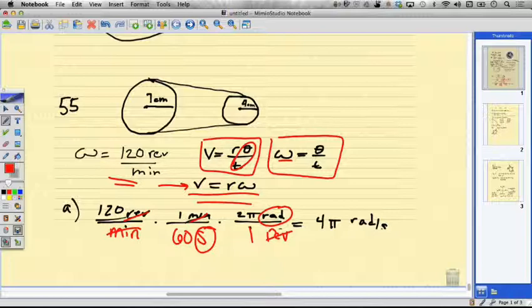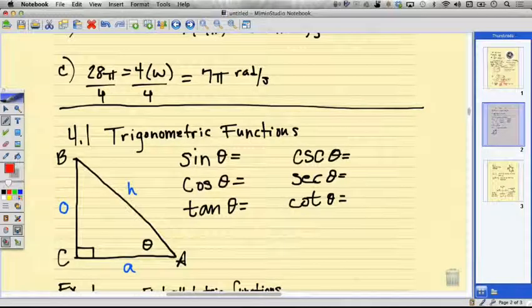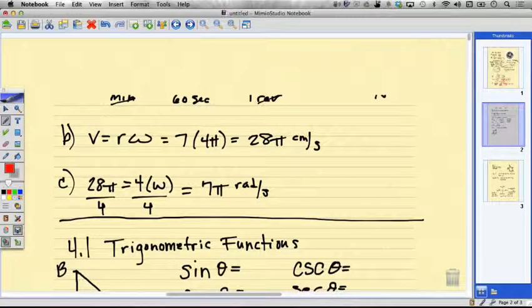Part A, easy enough. That's just traditional unit conversion. No special requirements to do anything there. Same thing for B, actually. Let's look at B. B says, okay, now you've got the angular speed in radians per second. I want you to tell me what is the linear speed of the belt that travels around both wheels?